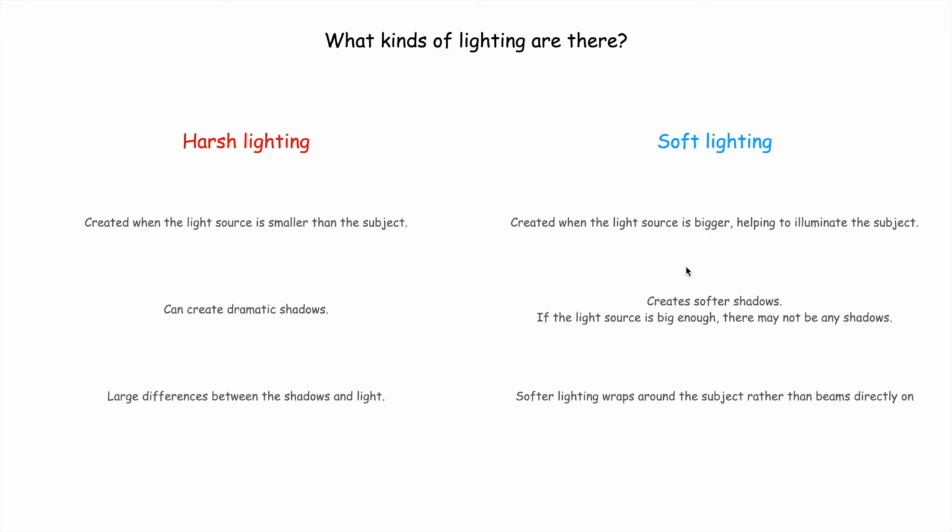And if the light source is big enough, there might not be any shadows, okay? You might not be able to see them, depending on where the light source is and how far away it is from you. And then softer light tends to wrap around the subject rather than beam on it completely. So if you think about the sun versus a torch, if you held a torch up to someone's face, it would just be one strong beam on the face, whereas the sun would envelop the person's face or body.